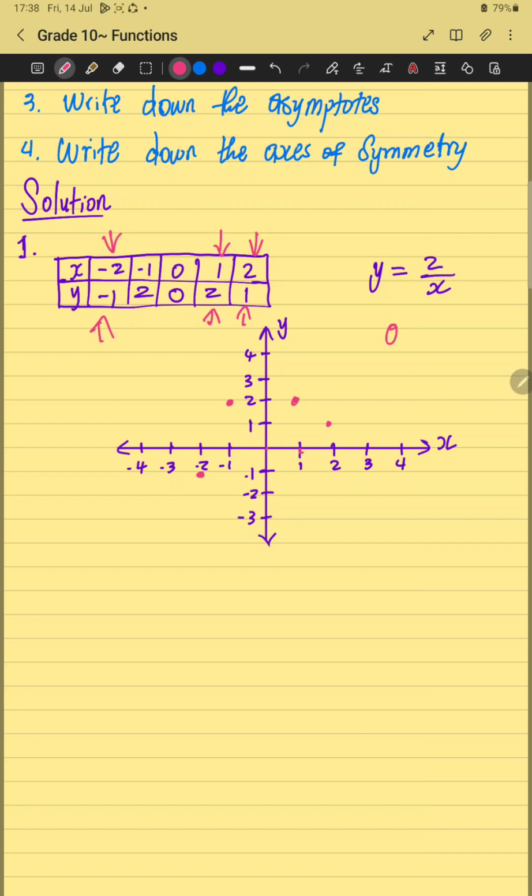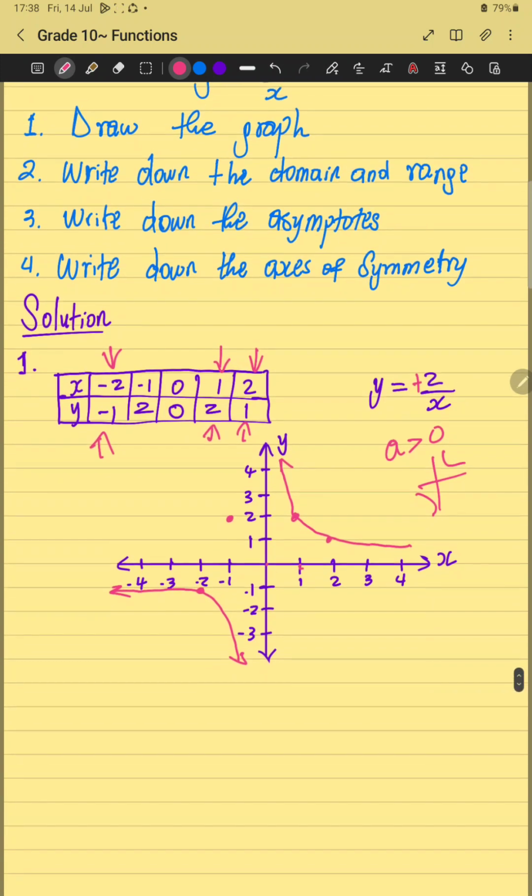Now remember I said if the value of a is greater than 0, it's going to be in the first and third quadrants. So yes, it is positive, this one. That means we simply join those 2 points there on that side, and then we take those ones here, and simple as that. Okay, so we're done sketching the graph, and then let's look at the second question.